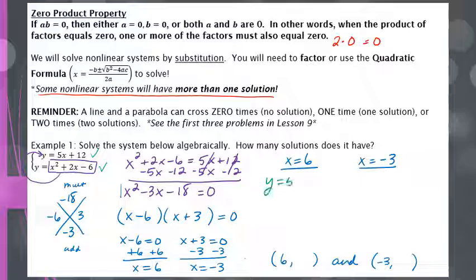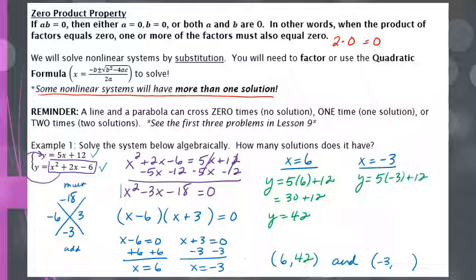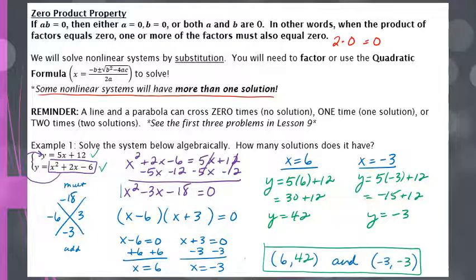So I'm going to say y equals 5x plus 12, but x is 6, so I replaced it. So that turns into 30 plus 12, which is 42. So one of my solutions is the ordered pair 6 comma 42. And I'm going to do the same thing with negative 3. So 5 times negative 3 plus 12, which is negative 15 plus 12, for a grand total of negative 3. So my other solution is negative 3, negative 3. So these two ordered pairs would be your final answers.